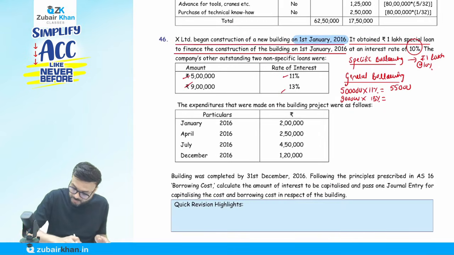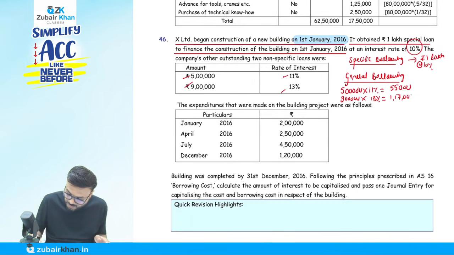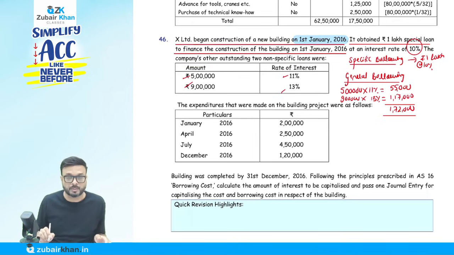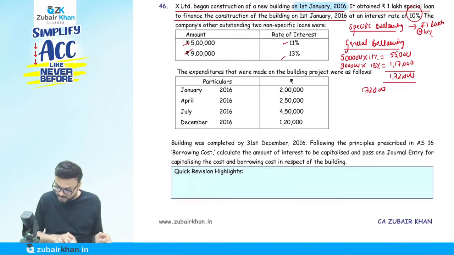And here 9 lakh multiply by 13%. How much is that coming to here? 1 lakh 17,000. Okay, this is the total amount of interest that we have. So 55,000 plus 1 lakh 17,000, how much is it coming to? 1 lakh 72,000. This is the total amount of interest. Okay. Now 1 lakh 72,000.